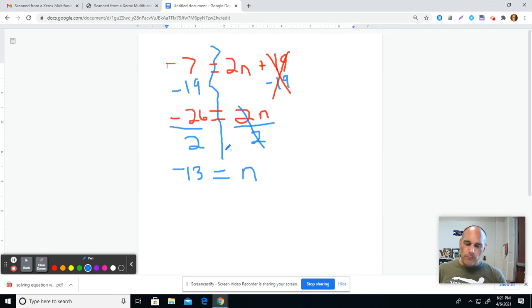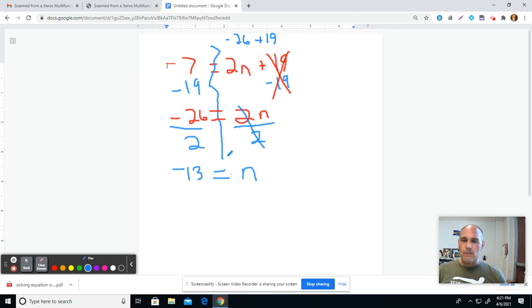Now, if I plug this back in, I want to make sure this is right. So I got to plug that negative 13 in. So I'm going to put it right up here with this n. So 2 times negative 13 is a negative 26 plus 19. Well, when I subtract, I end up with 7, and it's negative 7. So yeah, that is the right answer because I want it to equal negative 7.